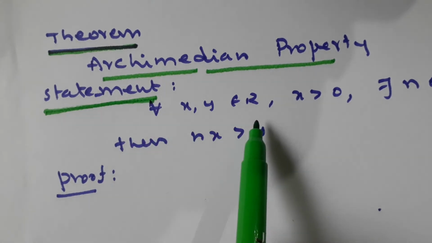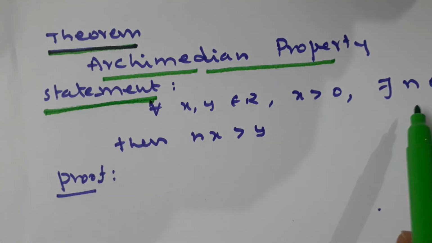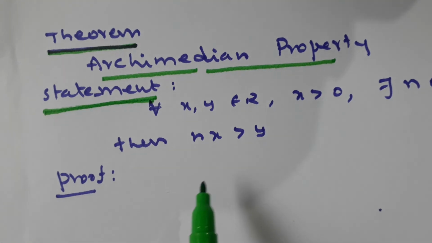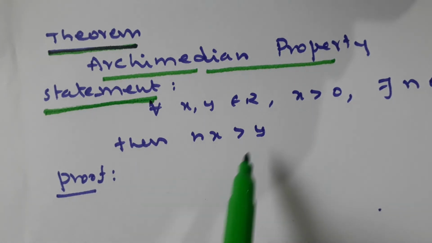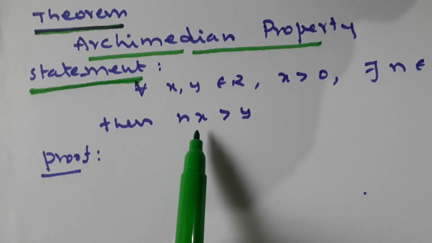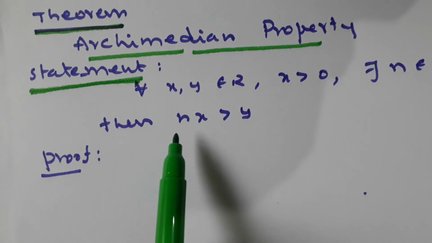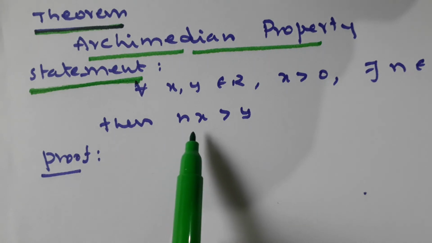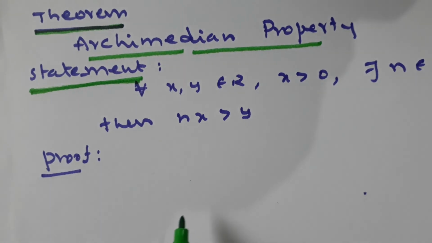The statement is now: for all x, y belongs to R, x greater than 0, there exists n belongs to N such that nx is greater than y. The statement you see, nx, for all n, that means x greater than y, later on multiplying with n, so that nx is greater than y. For all n it is to be true.